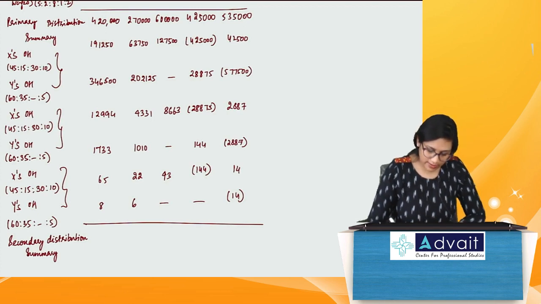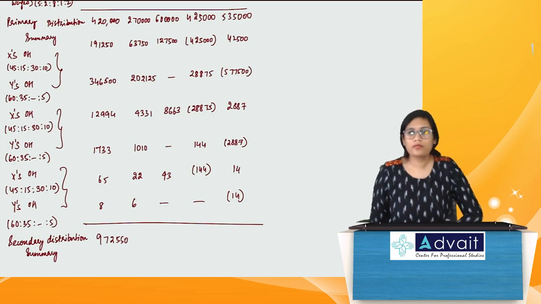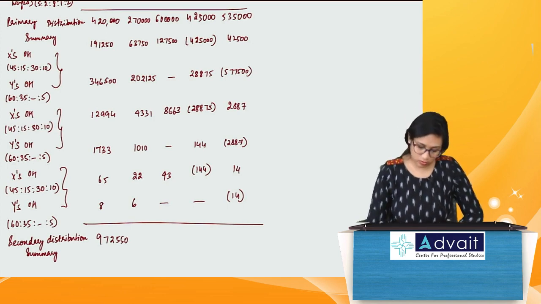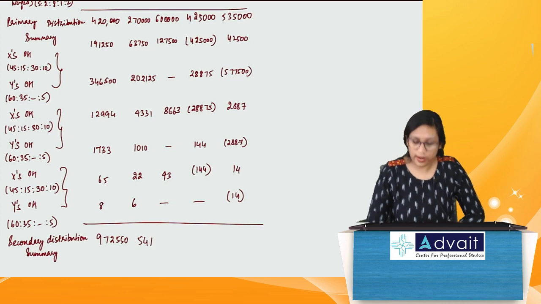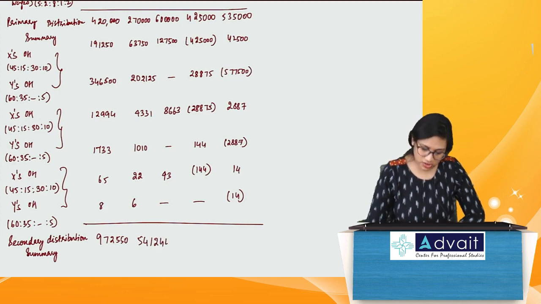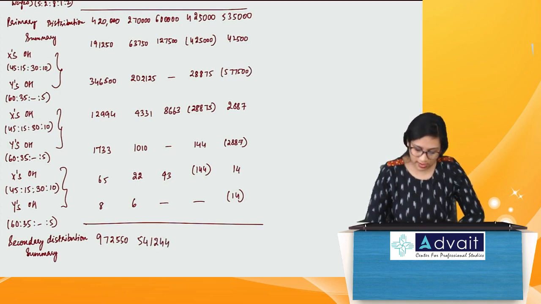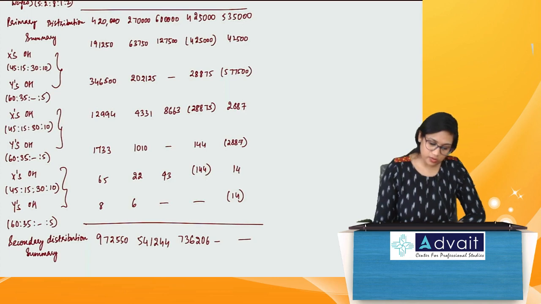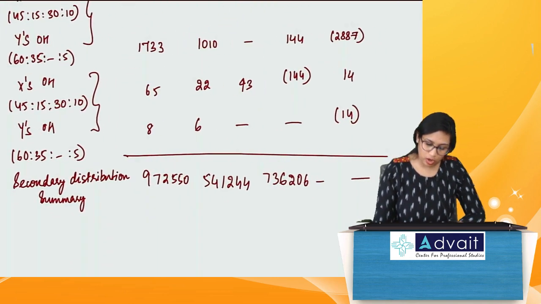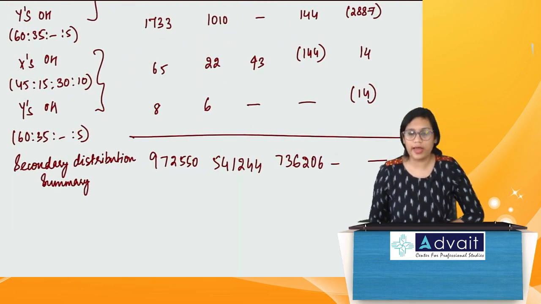So I'm getting 972,550 here. 972,550. Second one is 541,244. Please check. And 736,206. These are the figures which you all have given me. Please check, cross verify if these figures are right.